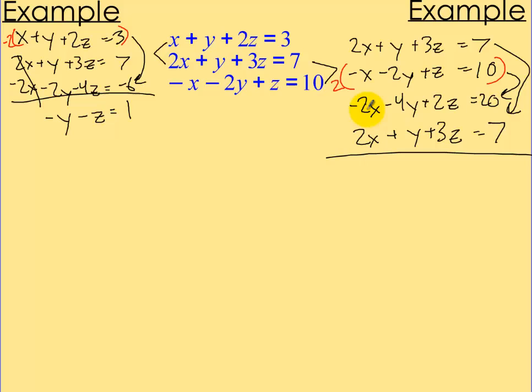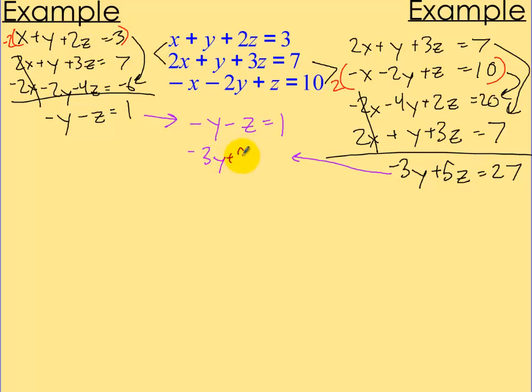Now, I'm going to add these. The x's cancel. Negative 4y plus 1y is minus 3y. 2z plus 3z is 5z. And 20 plus 7 equals 27. So those are my two equations. Let's write them again in the middle. I'm going to use purple. So negative y minus z equals 1. And this one's going to go here. Negative 3y plus 5z equals 27.